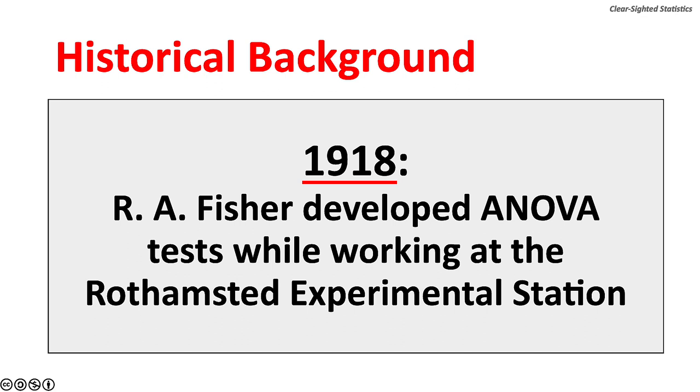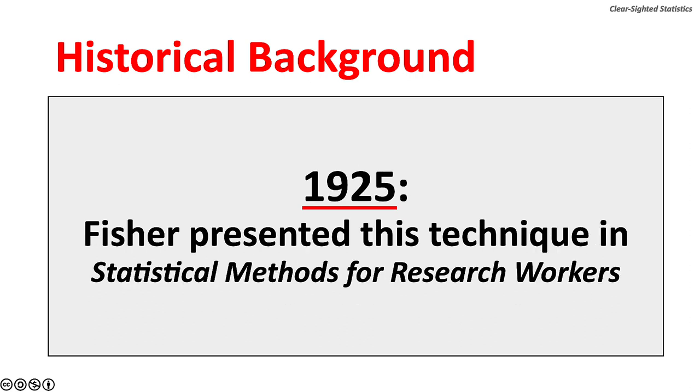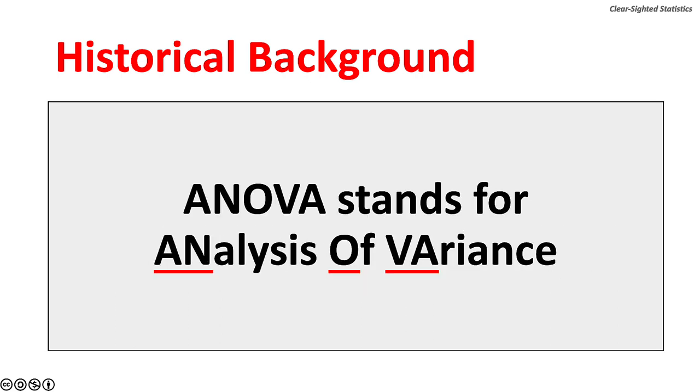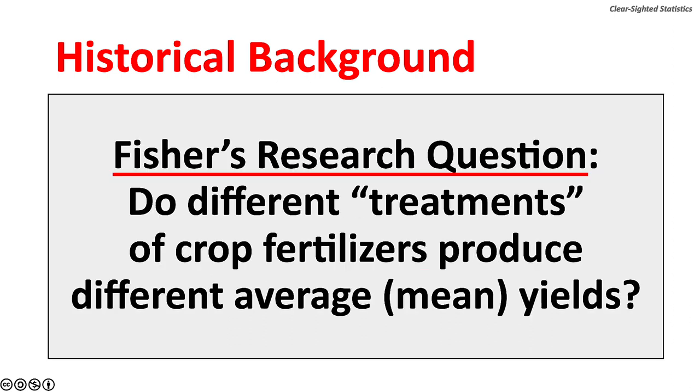Historical background. In 1918, R.A. Fisher developed ANOVA tests while working at the Rothamsted Experimental Station, where he was conducting agricultural research. In 1925, Fisher presented this technique in Statistical Methods for Research Workers. ANOVA stands for Analysis of Variance. Fisher's research question: do different treatments of crop fertilizers produce different average or mean yields?